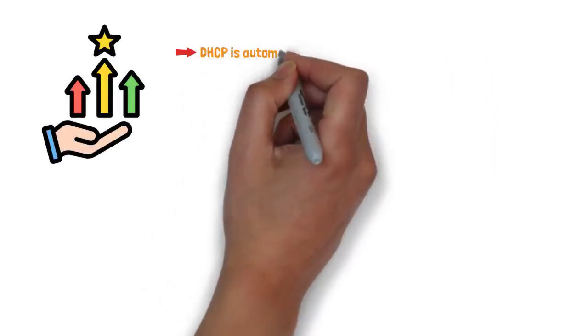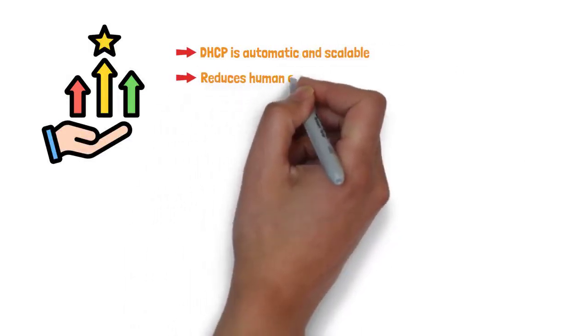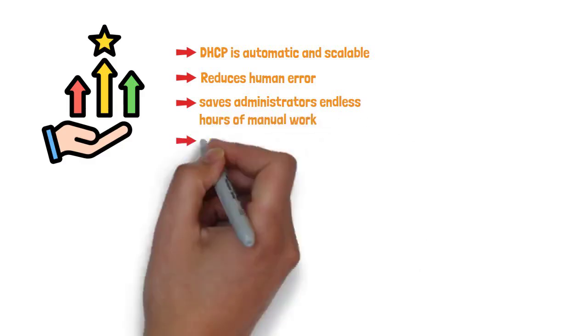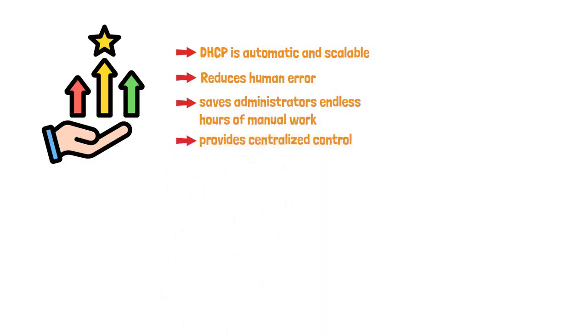The advantages are clear. DHCP is automatic and scalable. It reduces human error, saves administrators endless hours of manual work, and provides centralized control. In short, it's the backbone of modern networking.